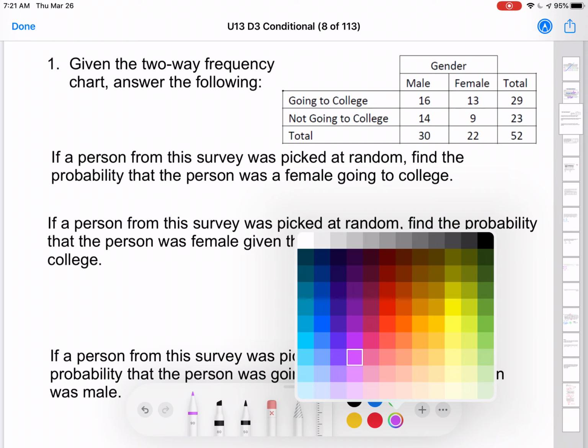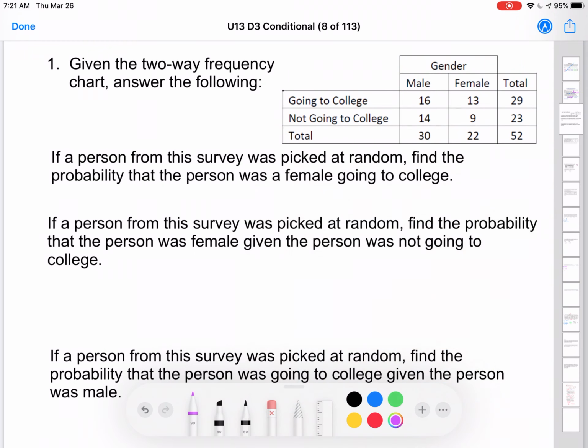All right, we'll start out with a basic one first. So we have a two-way frequency table. We're comparing gender with whether people are going to college or not. If a person from the survey was picked at random, find the probability that the person was a female going to college. Okay, so here I'm picking from everybody. There's 52, and I'm just looking for female going to college. Female going to college is right here. So 13 out of 52. That's just a regular probability like we've been doing the previous 2 days.